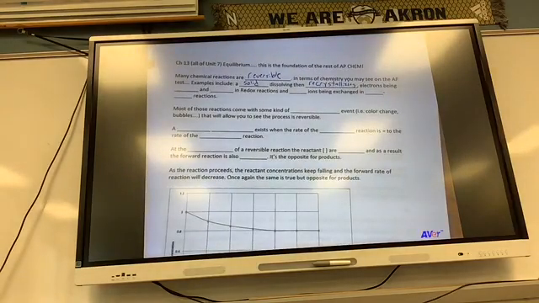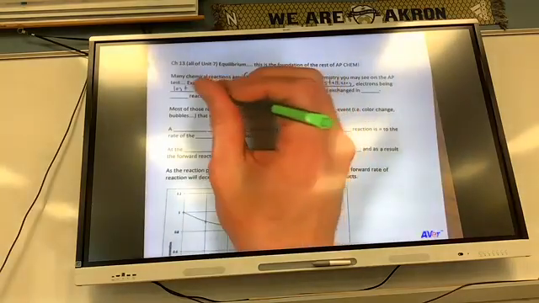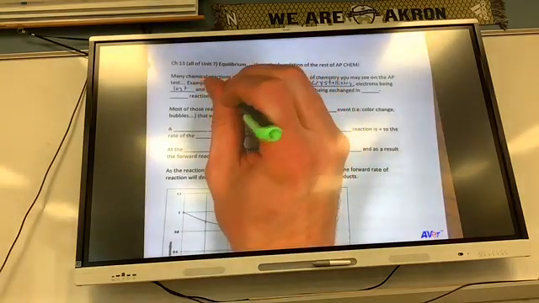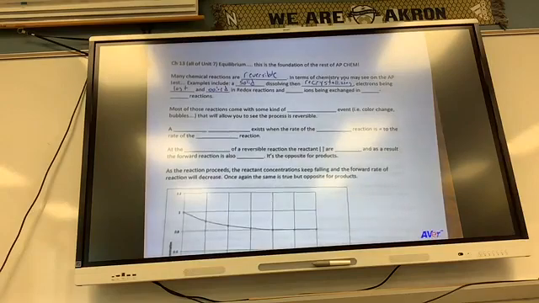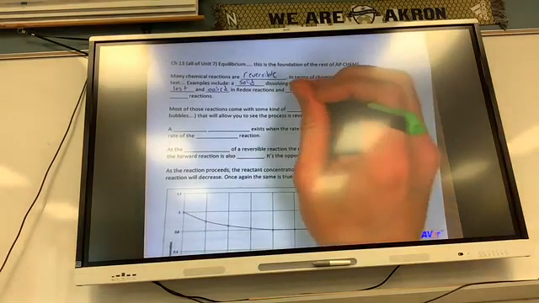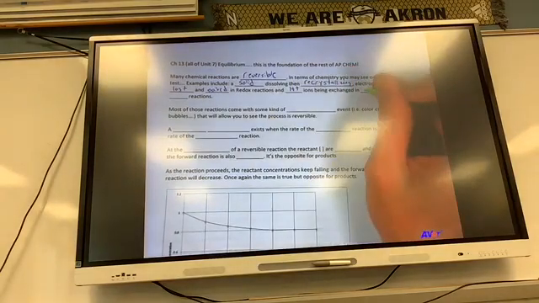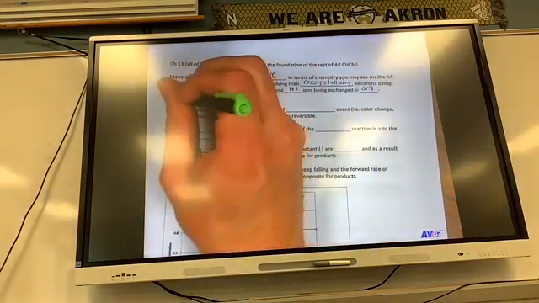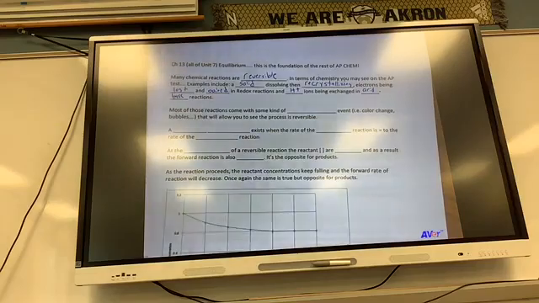Electrons being lost and gained in redox reactions. You guys remember redox? Leo the lion goes grr. Oil rig. We'll get back to that in the last chapter. And H plus ions being exchanged in acid-base reactions. Most of these reactions come with some kind of observable event.